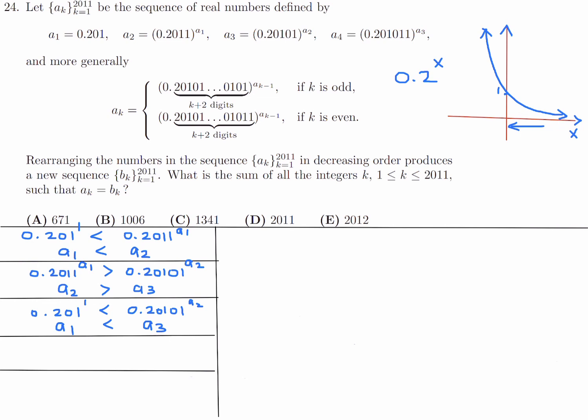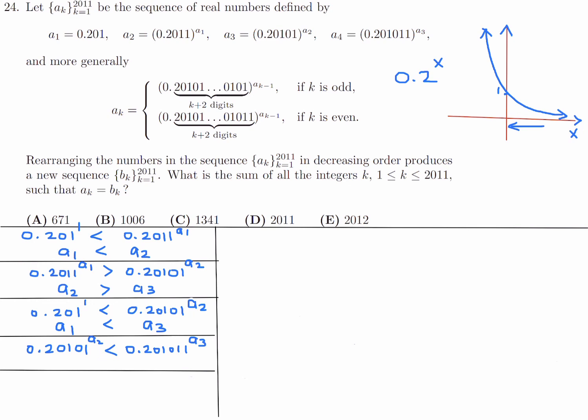We're going to make 2 more comparisons, and then we can create a general understanding. Next, I'm going to compare A3 and A4. A3 is 0.20101 to the power of A2, and A4 is 0.201011 to the power of A3. So by now you're a pro at this. Let's compare the bases. 0.20101 to 0.201011. This base is obviously slightly bigger, so I'll put in the greater than sign for now.